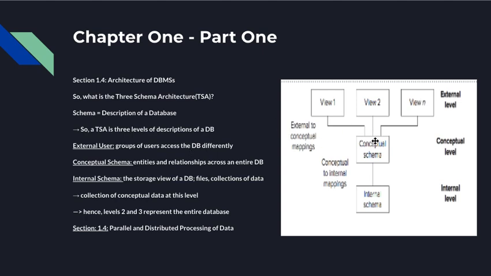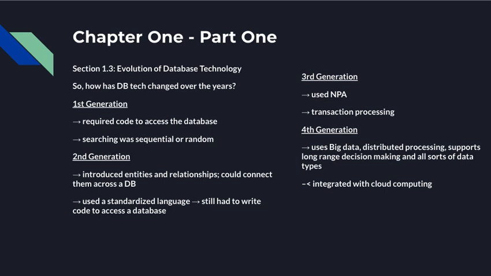Now, at the conceptual level, what we're talking about is the actual entities and relationships within the database itself, across the entire database. And at the internal schema, at this level, we're describing the actual data that is stored on the database, so files or collections of data. You might think of the internal level as the storage of the conceptual level. If we were to think about this more closely, we might see levels 2 and 3 as representations of an entire database.